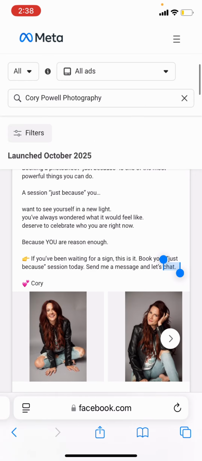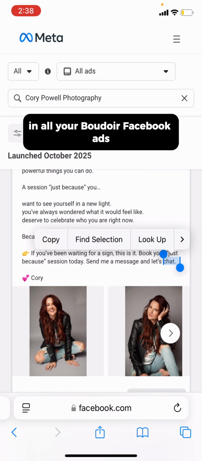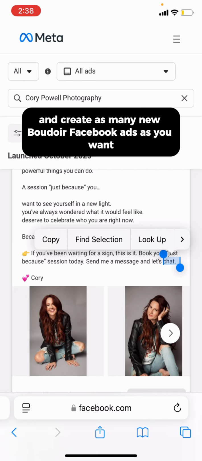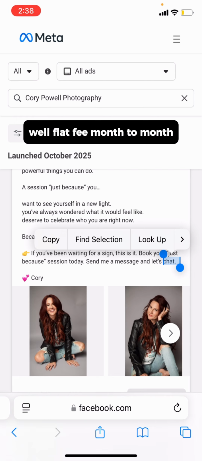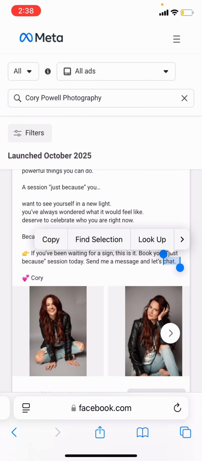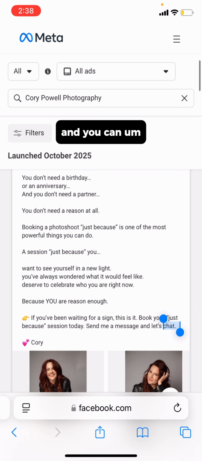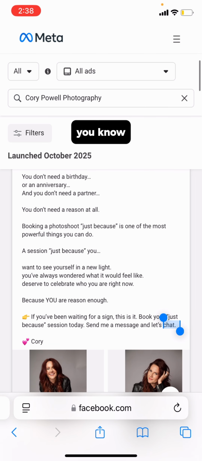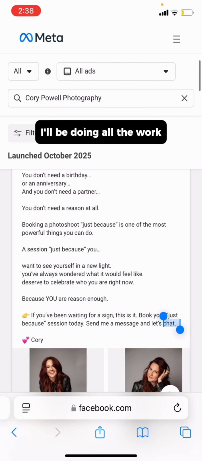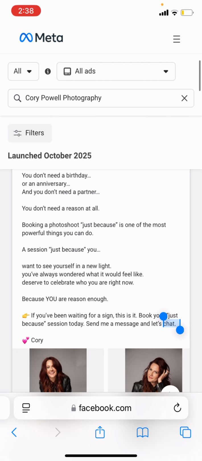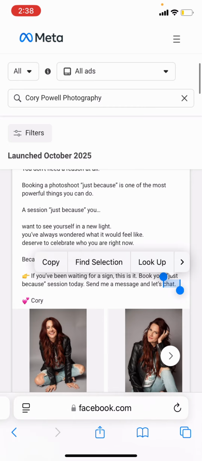option 2, where I'll fix all the mistakes in all your boudoir Facebook ads and create as many new boudoir Facebook ads as you want for 100 bucks a month, flat fee, month to month, no contracts. And you can collab with me as much or as little as you want. But both options will be done for you.